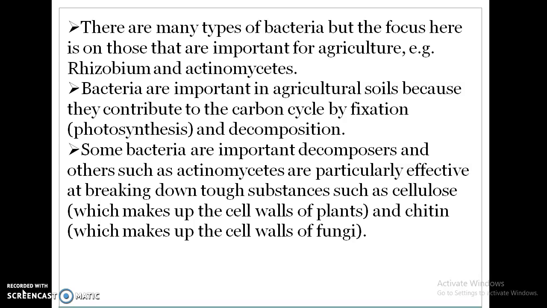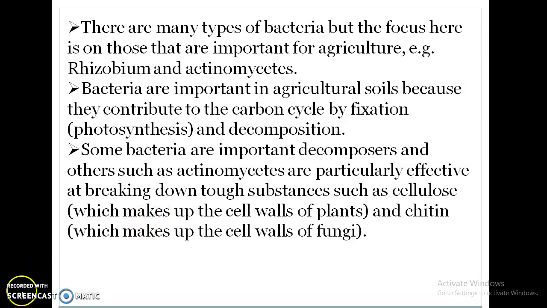Bacteria are important in agricultural soil because they contribute to the carbon cycle by fixation, photosynthesis, then decomposition. Some bacteria are important decomposers and others such as actinomycetes are particularly effective at breaking down tough substances such as cellulose, which makes the cell wall of the plant, then chitin, which makes the cell wall of fungi.